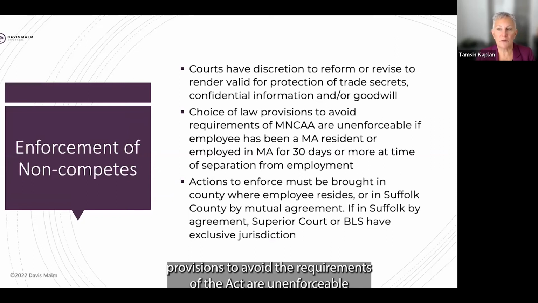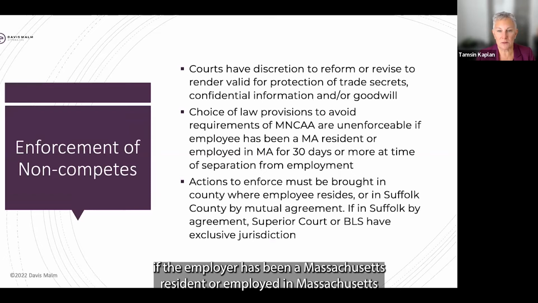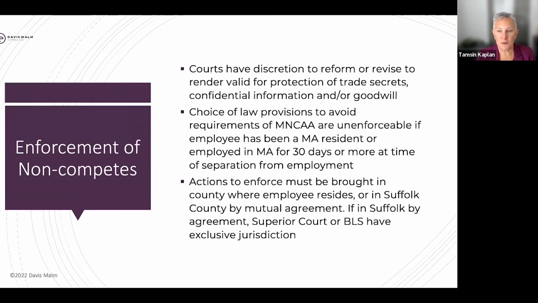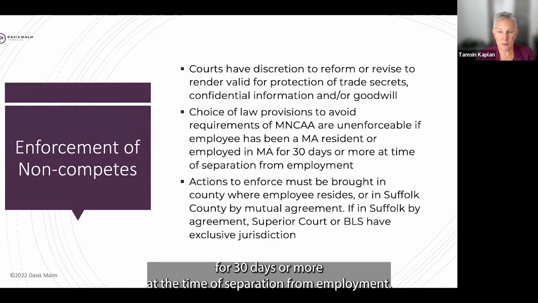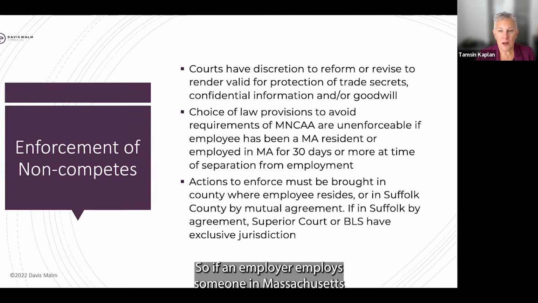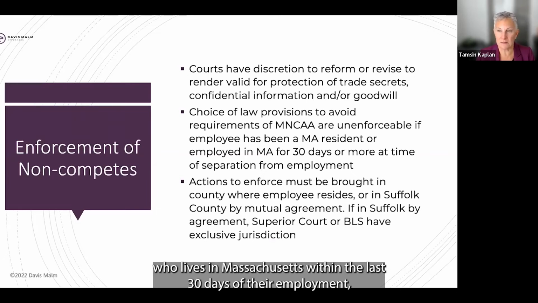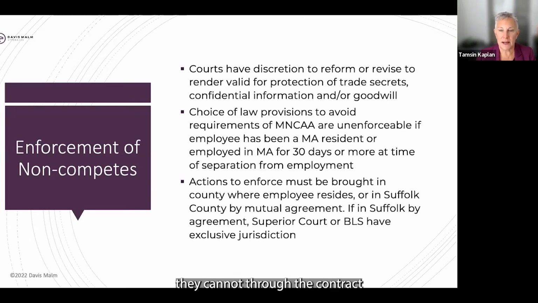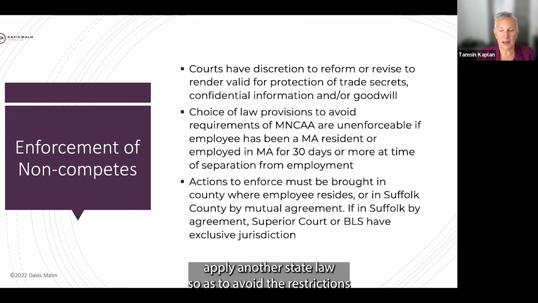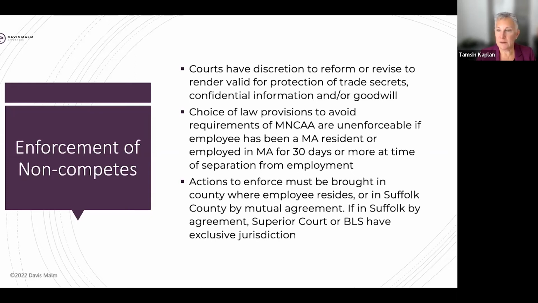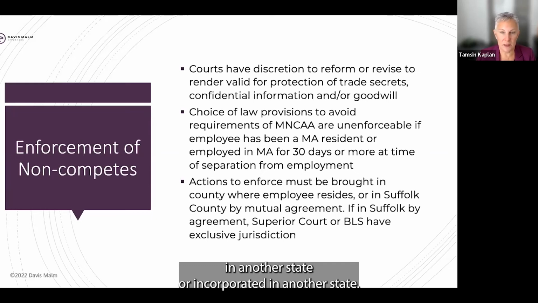Choice of law provisions to avoid the requirements of the Act are unenforceable if the employee has been a Massachusetts resident or employed in Massachusetts for 30 days or more at the time of separation from employment. So if an employer employs someone in Massachusetts who lives in Massachusetts within the last 30 days of their employment, they cannot, through the contract, apply another state's law so as to avoid the restrictions of the Massachusetts Noncompetition Agreement Act. Even if, say, the company is located in another state or incorporated in another state.